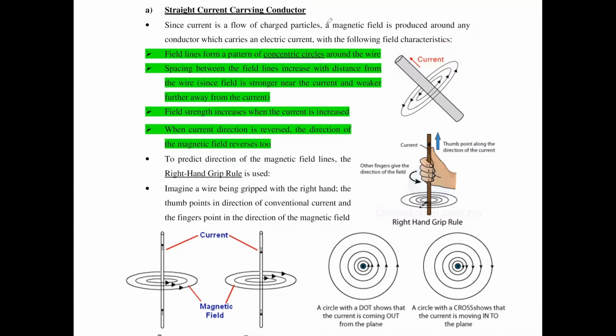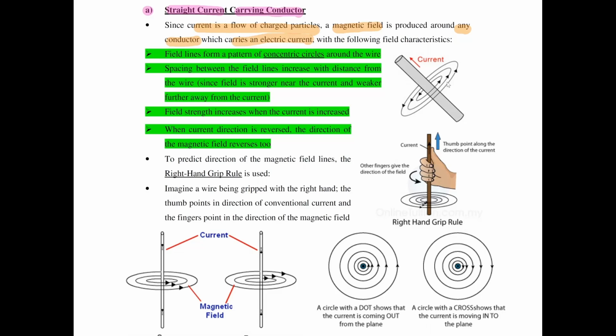As part of your syllabus, you are required to know how to draw the magnetic field for certain select cases. The first case is that of a straight current carrying conductor. Earlier, we mentioned that current is a flow of charged particles. The charges are moving, so you will have a magnetic field produced around any conductor or wire which carries an electrical current.